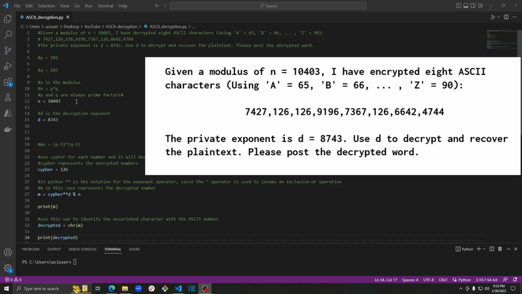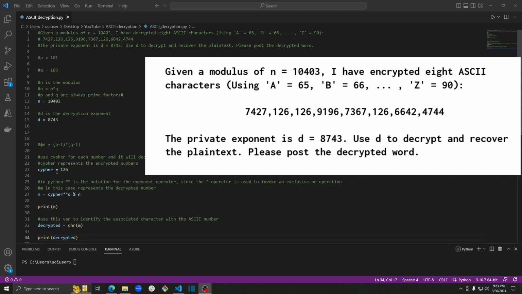So to start, if we didn't have N and they gave us something like P or Q, we could figure it out that way. But essentially, the N value, the modulus, is always the value of P times Q. And P and Q are always prime factors. So in this case, it's 101 and 103. Multiply them to get 10,403. All right. Next, D is going to be the decryption exponent, and I can show you where we're going to plug that in our problem later. If we really needed to, we could calculate this, but we already have N, so we're okay.